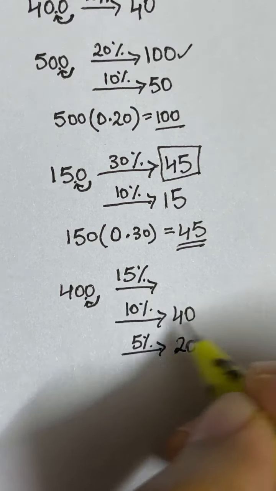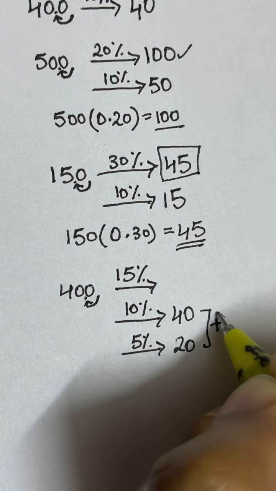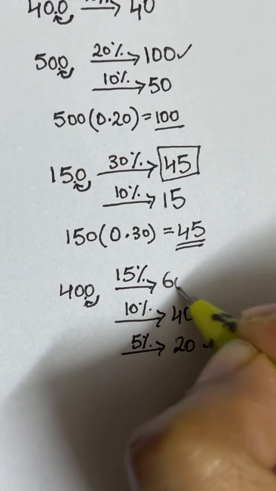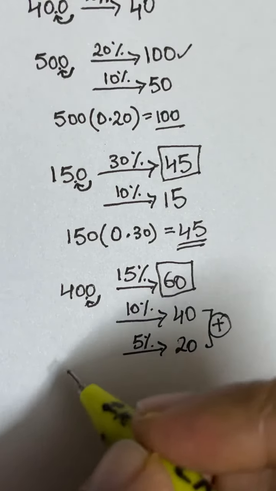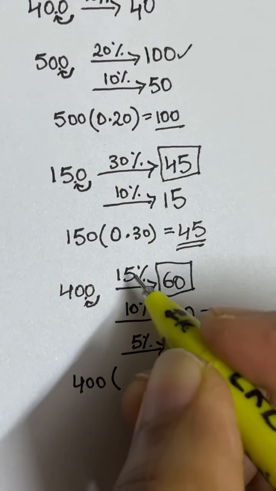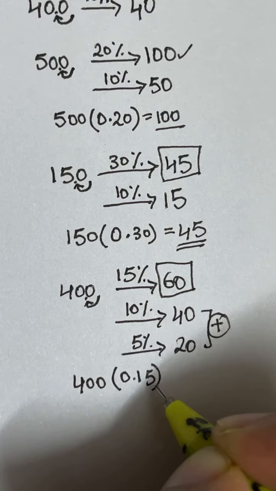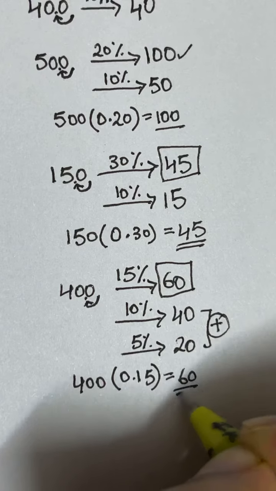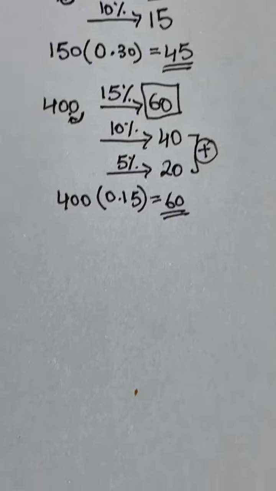Now for 15%, we're just going to add 10% plus 5%. That means 40 plus 20 is going to give you 15%. 40 plus 20 is 60. That's your answer. 15% of 400 is 60. And you can also check using your calculator. Just take 400. 15% as decimal is 0.15. You just insert this in your calculator, and you're going to get exactly 60.